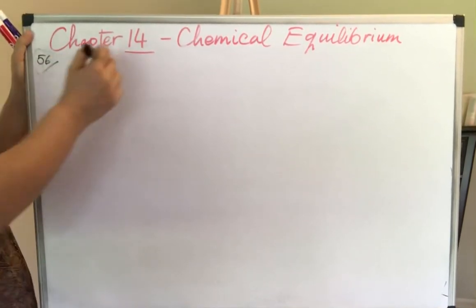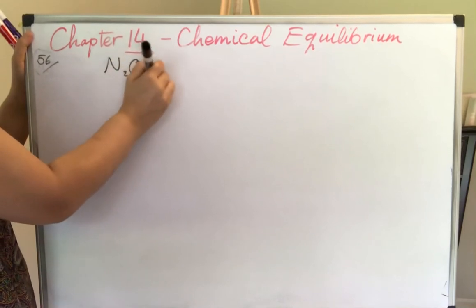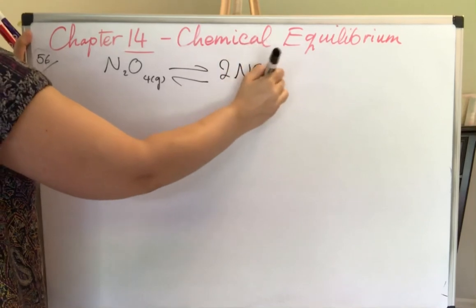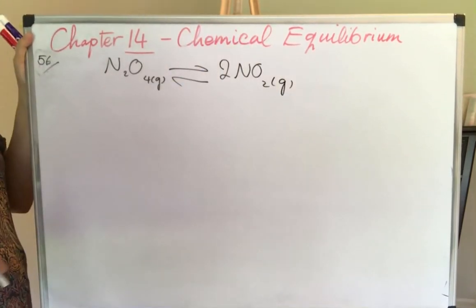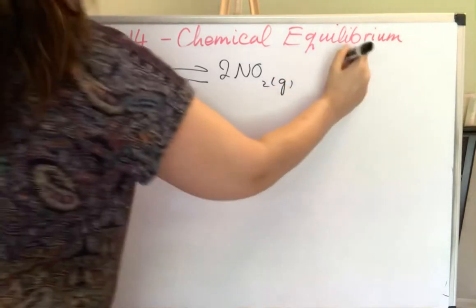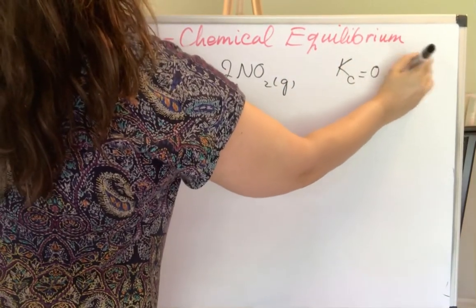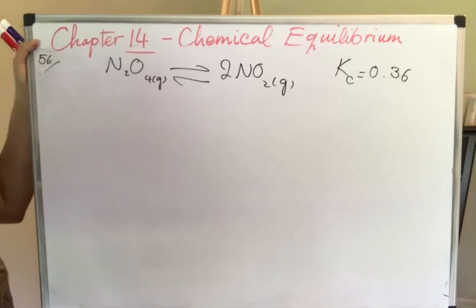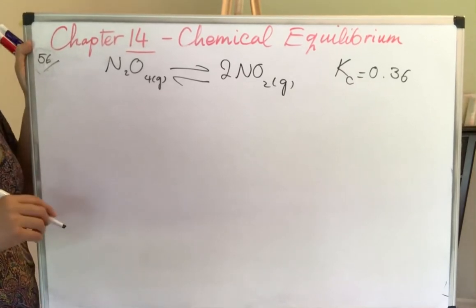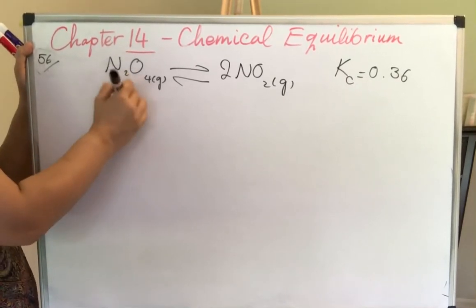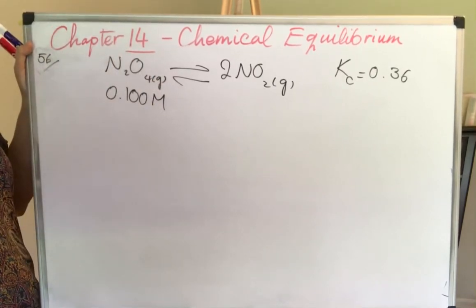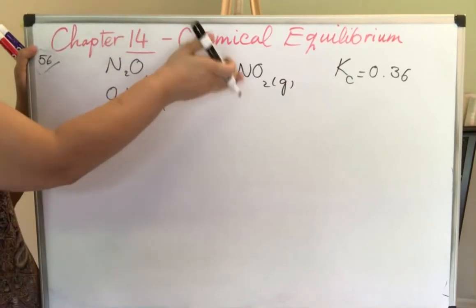56. N2O4, the gaseous form, will change to 2NO2. At 100 degrees Celsius, Kc is 0.36. We have a 1 liter flask, so our moles or molarities are the same. The flask initially contains 0.100 molar of N2O4. What will be the equilibrium concentration of NO2?